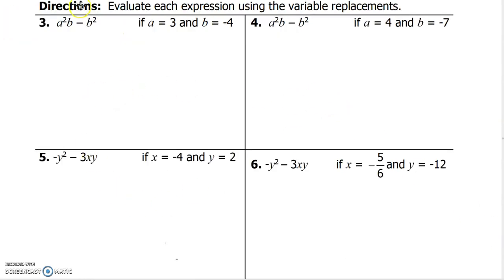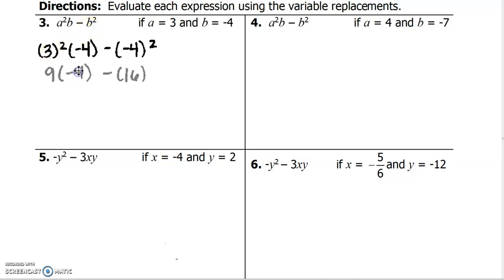All right, so we have some examples here. Notice that 3 and 4 are the same expression, but we have different values that we're plugging in. All right, so we're going to do number 3. A squared times b minus b squared. And we're substituting a equal to 3 and b equal to -4. So that's what this looks like. 3 is substituted in for a, and -4 is substituted in for b.